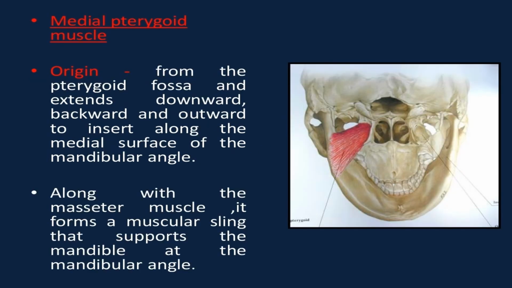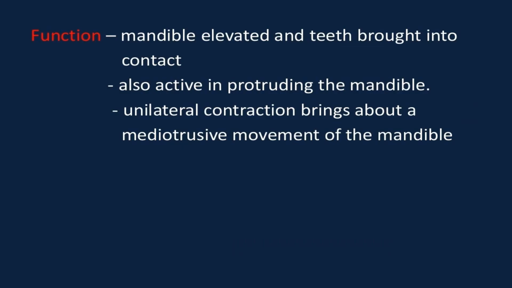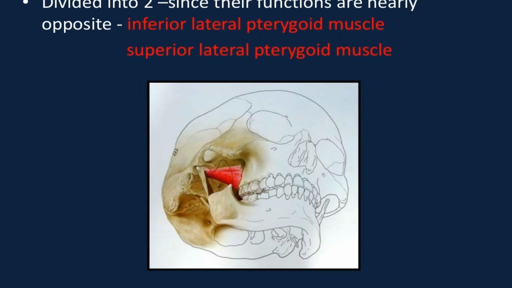Medial pterygoid muscle origin: from the pterygoid fossa and extends downward, backward and outward to insert along the medial surface of the mandibular angle. Along with the masseter muscle, it forms a muscular sling that supports the mandible at the mandibular angle. 74. Function: mandible elevated and teeth brought into contact, also active in protruding the mandible. Unilateral contraction brings about a mediotrusive movement of the mandible.